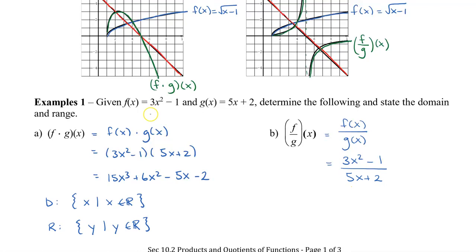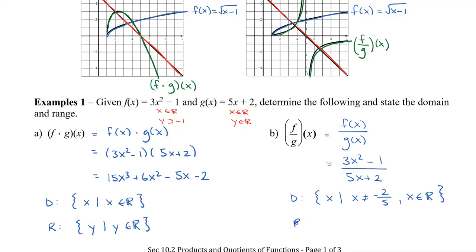Now the original functions had a domain of all real numbers, and so did the line, but the range was y is greater or equal to -1, but this one was y is all real numbers. So when we take a look at the domain here, we can see that we can choose any value for x. However, x cannot be -2/5, otherwise we will have 0 in the denominator, but it can be all the other numbers.